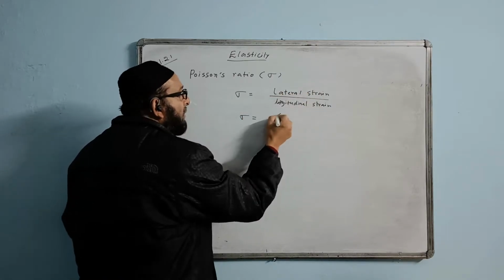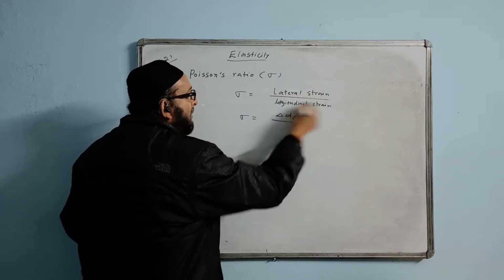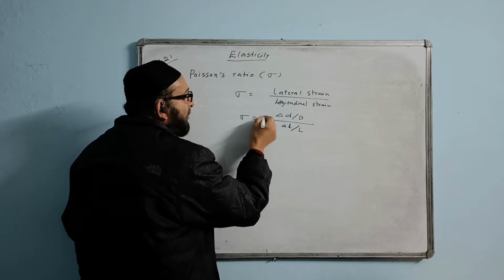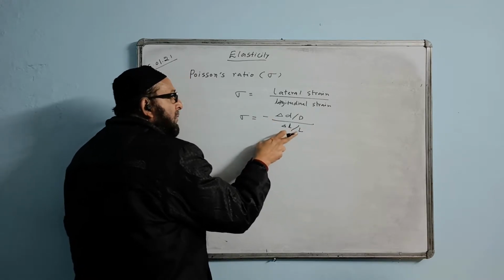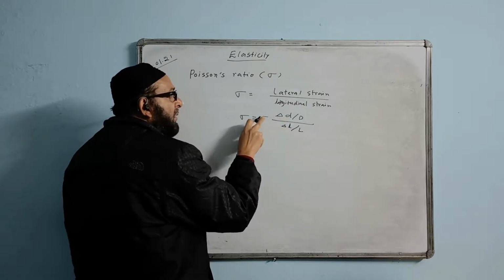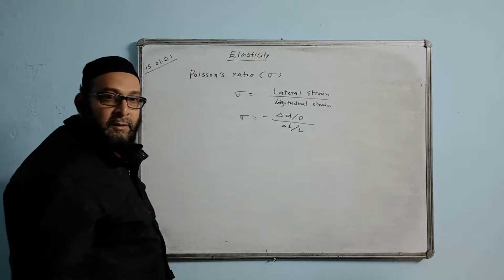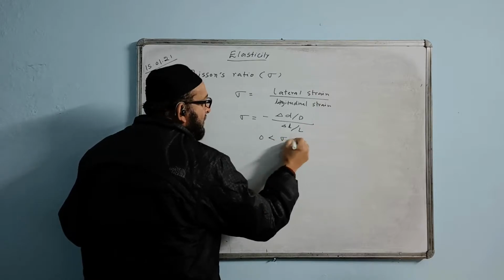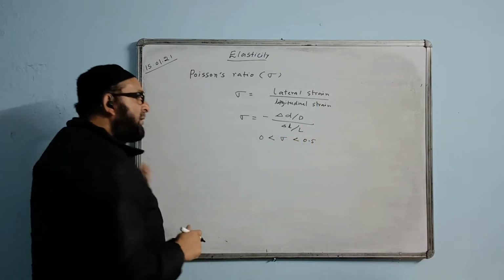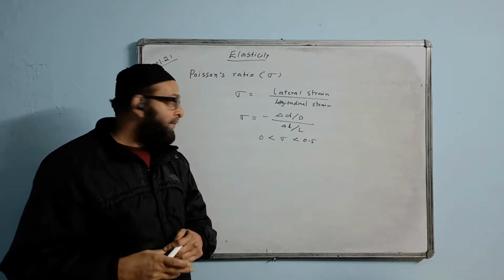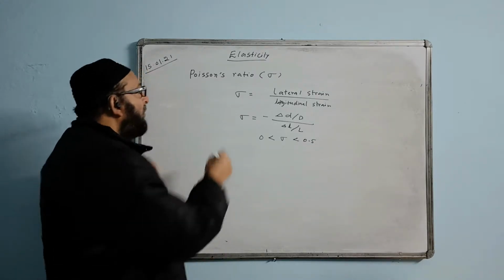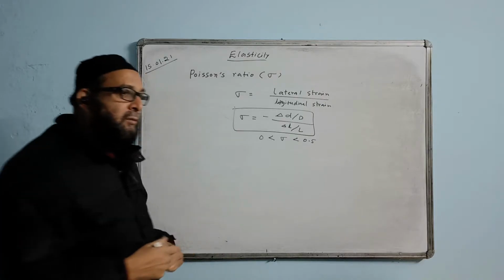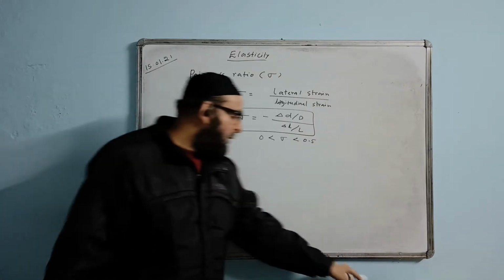Sigma is equal to lateral strain, the change in diameter per original diameter, divided by longitudinal strain, the change in length by original length, and we put a minus sign because an increase in the length causes a decrease in the diameter. Sigma is always positive, and the value of sigma always lies between 0 and 0.5. So this is the formula of Poisson's ratio. It has no unit because both of them are strain and strain itself has no unit.